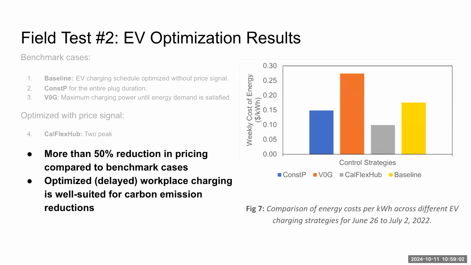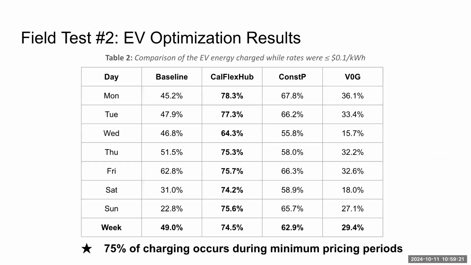And then CalFlexHub is the light blue here, so that's by far the lowest. We are actually less than 10 cents per kilowatt hour, so it's less than half of the V0G, and also a big reduction compared to these other strategies here. So that makes sense. We shifted energy to lower price times, so we had lower cost of charging.